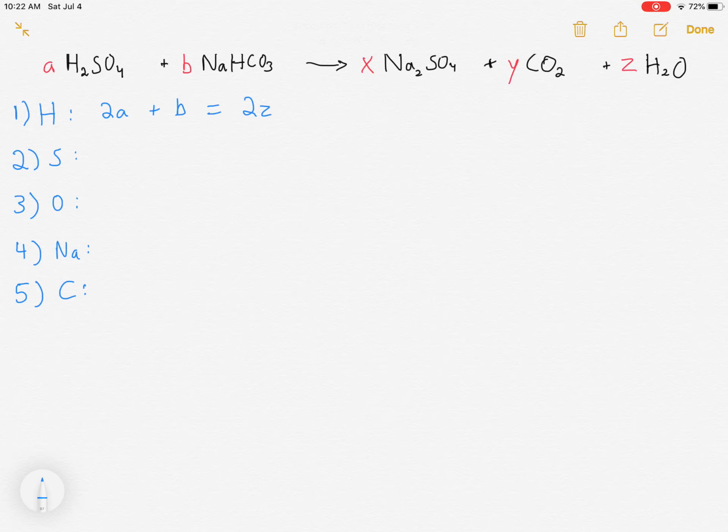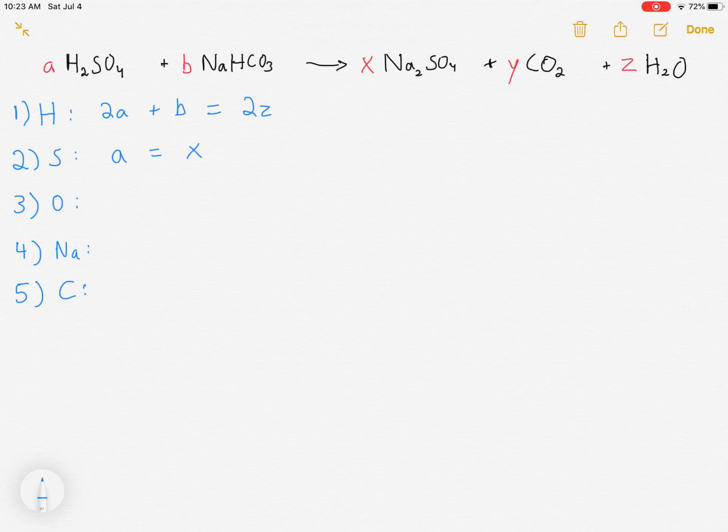Now we'll move on to sulfur. We're looking at sulfuric acid. I'm seeing 1 sulfur, so we can just say 1A. No sulfur in sodium bicarbonate. How many sulfurs in sodium sulfate? There's 1. Right, equals, because we're moving to the other side of the reaction equation. I see 1 sulfur. I see no other sulfurs in the equation. So we're good. So it's 1A equals 1X. That's our equation for balancing the sulfur atoms.